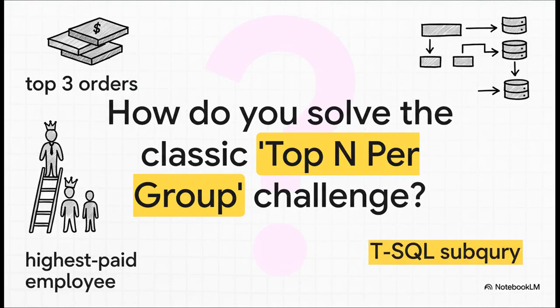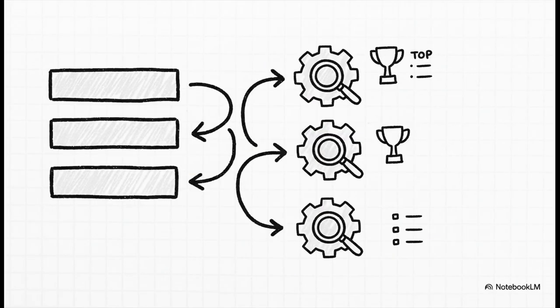So, how would you tackle a classic and, frankly, tricky problem like this? Find the top 3 orders for each customer, or find the highest paid employee in each department. This is the famous top N per group challenge. And while there are a few ways to do it, there's one tool that was built specifically for this job. And that tool is the APPLY operator.